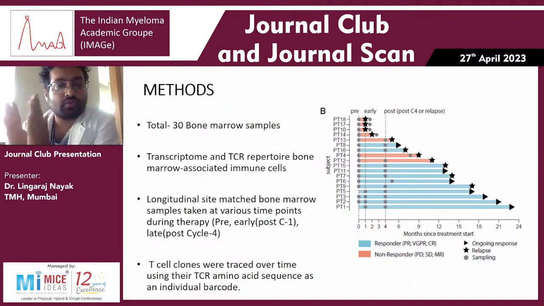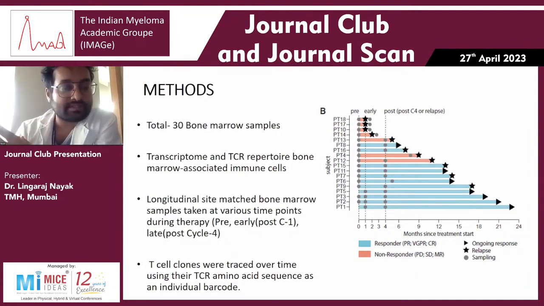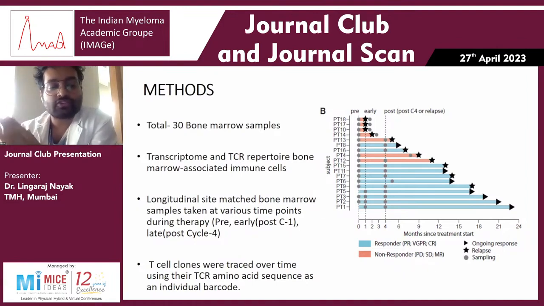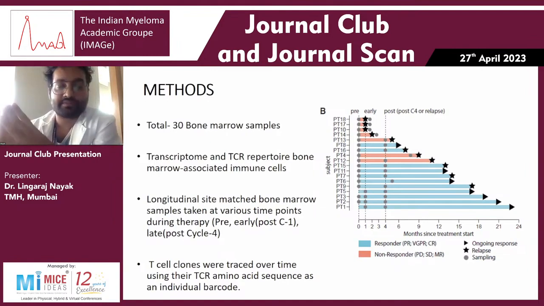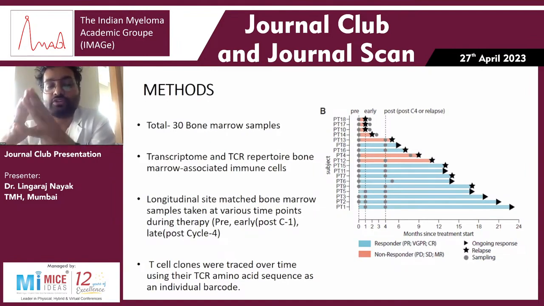Next slide, yes. So total 30 bone marrow samples, and you can see here the time points that they have shown: pre, early, and post. Early is after 1 cycle, post is after the 4th cycle. So they had the transcriptome and T cell repertoire of bone marrow associated immune cells, and they have done it longitudinally as well. And these T cell clones are traced over time using the T cell amino acid sequence as individual barcodes. So each unique T cell amino acid sequence will act as a barcode, and that will identify the same cells, whether they are in the marrow as well.